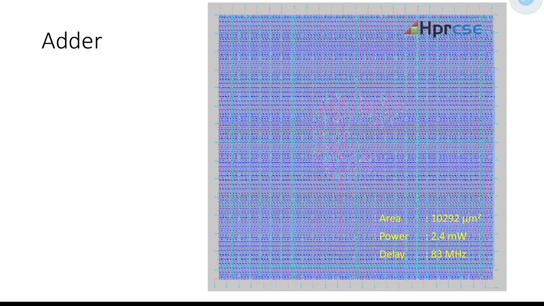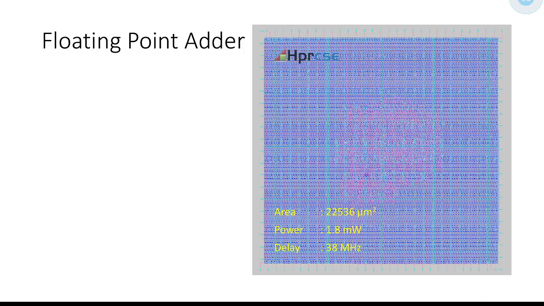Signed adder in 130 nanometer Skywater PDK. Area 10,292 micrometer square. Power 2.4 milliwatts. Delay 83 MHz. Single precision floating point adder in 130 nanometer Skywater PDK. Area 22,536 micrometer square. Power 1.8 milliwatts. Delay 38 MHz.